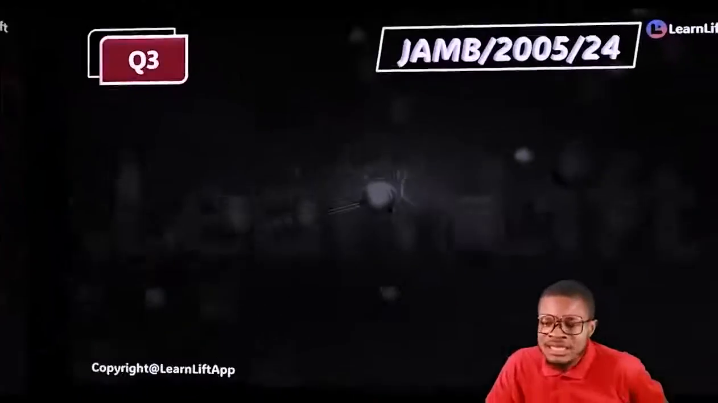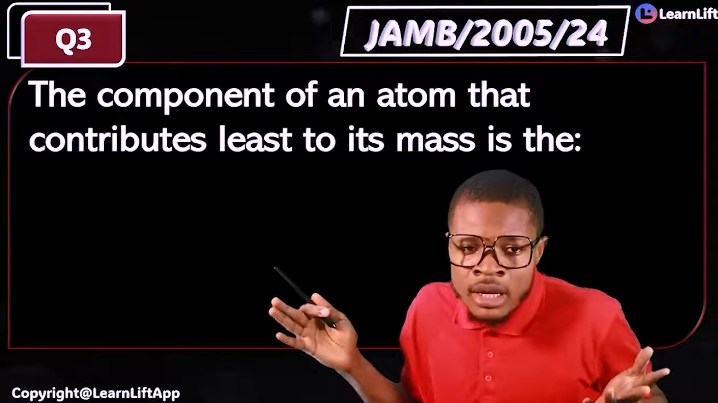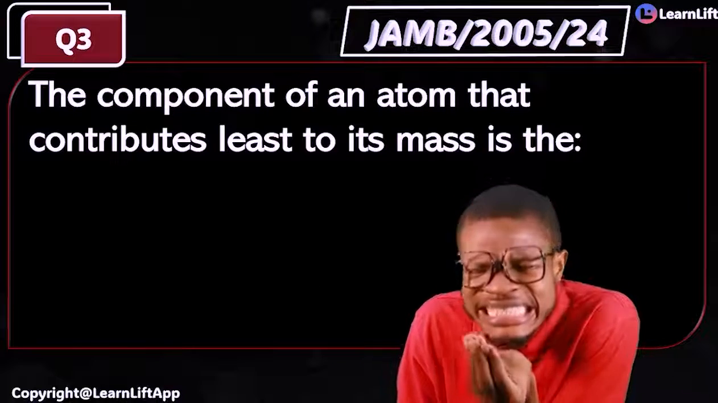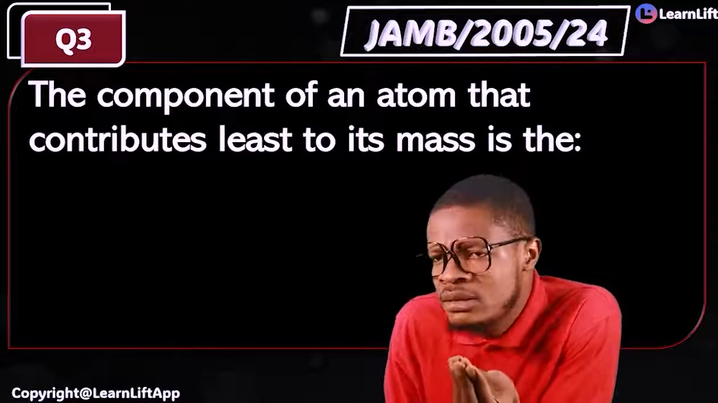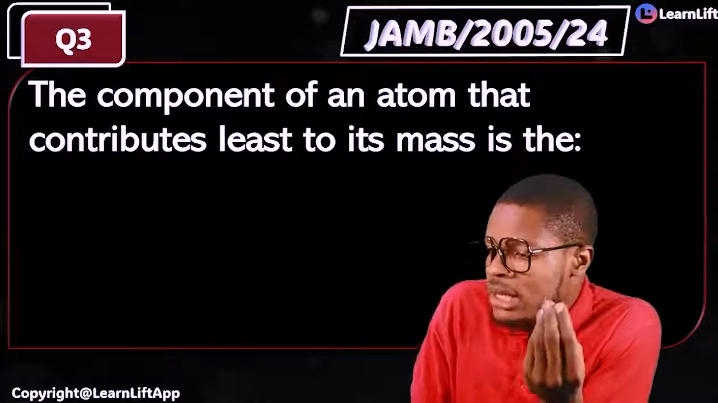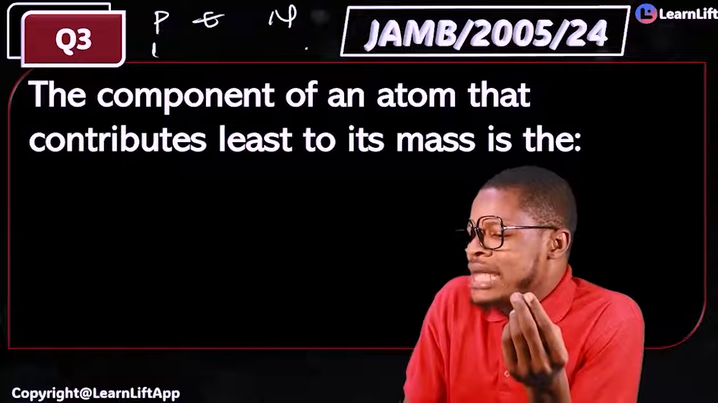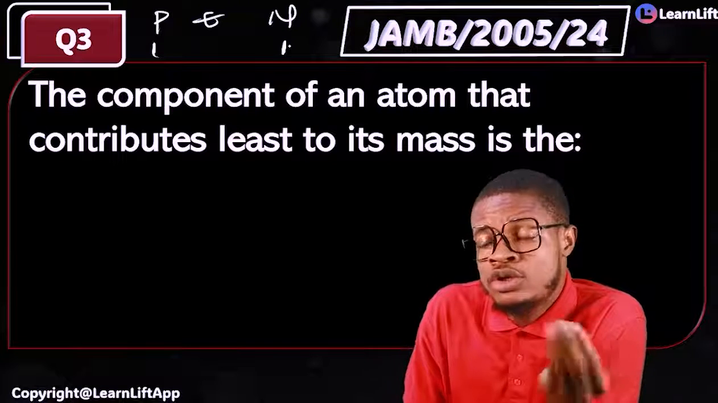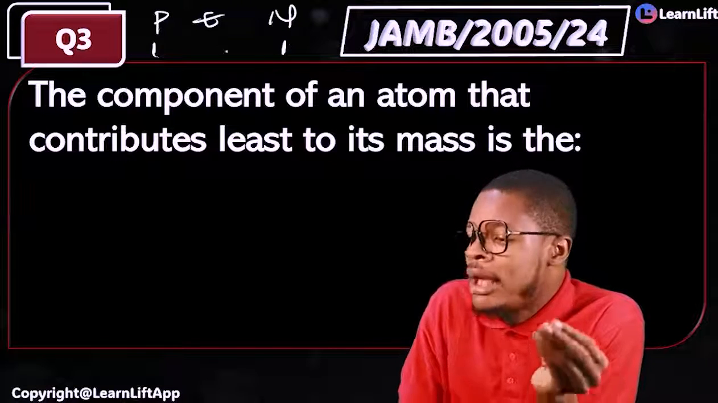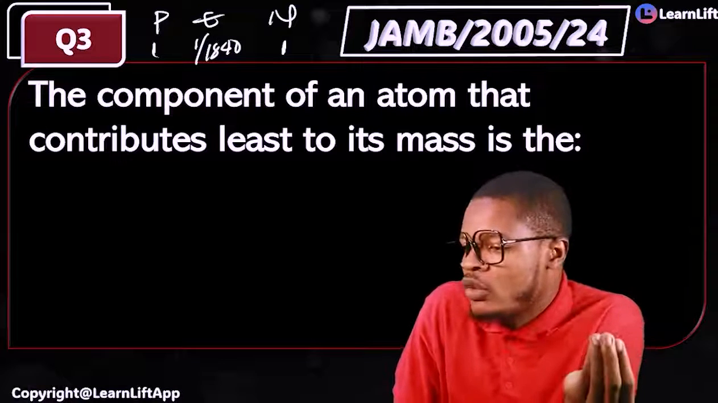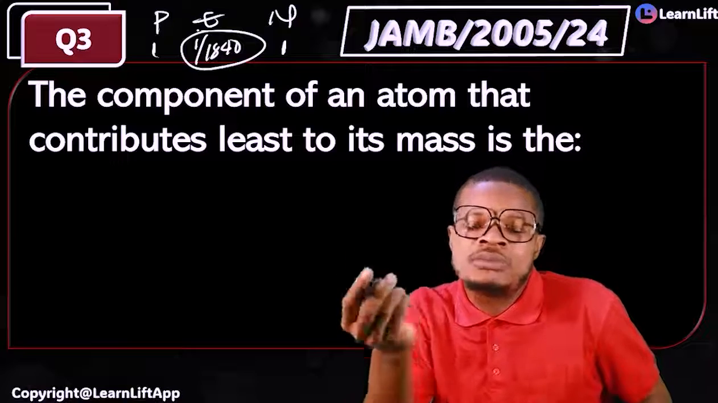Answer this question for me. JAMB 2005, question 24. The question says, the component of an atom that contributes least to its mass is the... What will contribute least to the mass? Protons, electrons, neutrons. Your proton is 1, neutron is 1. Proton and neutron are approximately the same. But electron is 1 over 1840. Which one is the smallest? Of course, 1 over 1840 is the smallest.